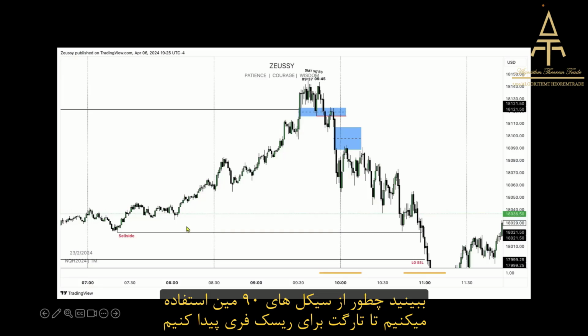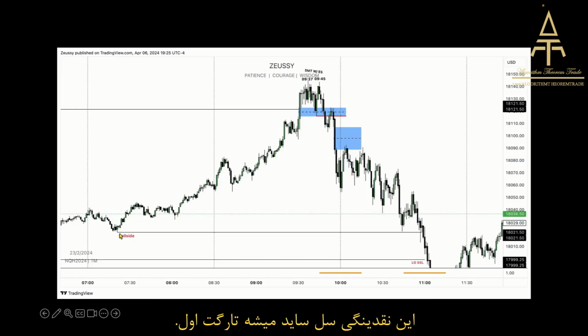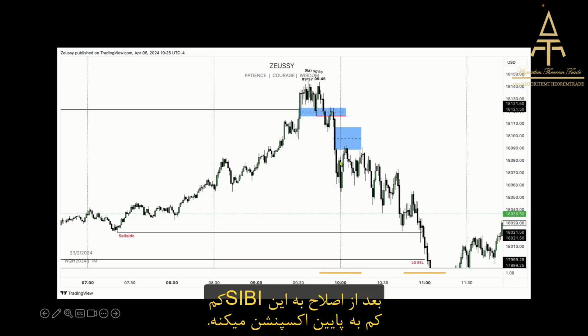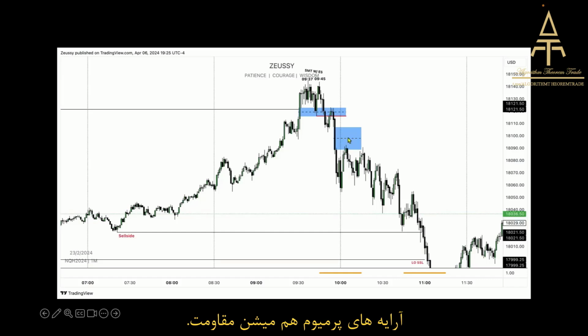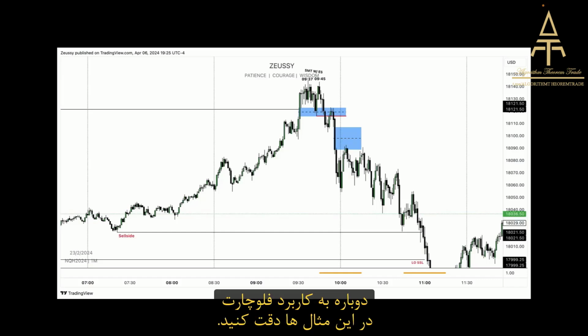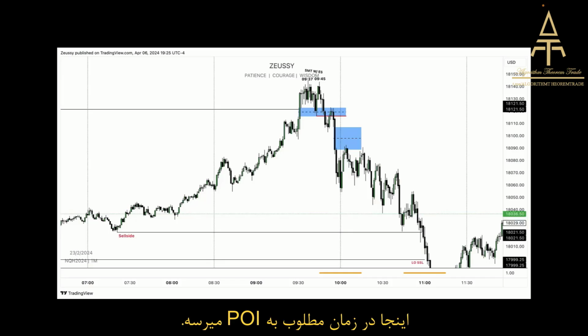Notice as well how we're making use of the 90-minute cycles to determine a partial objective. For example, this sell-side liquidity right here is a good objective. Market trades into that CB and it slowly expands lower. Every single premium array is acting as resistance from price. Again, notice how I'm making use of the framework within the flowchart described within this breakdown. It's this step: point of interest reached during our time of interest.